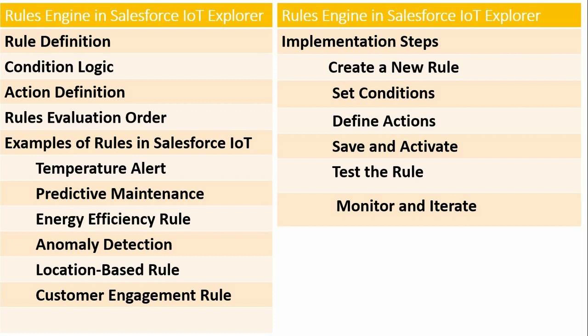Anomaly detection. Condition. If there is a significant deviation from the normal pattern in sensor readings. Action. Flag the data as potentially anomalous, send an alert for manual review, and store the data for further analysis.